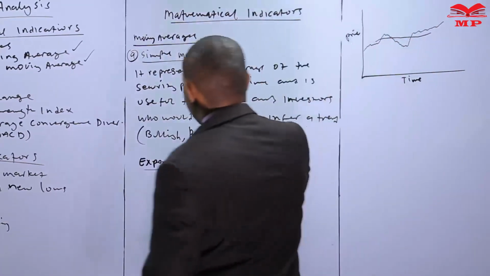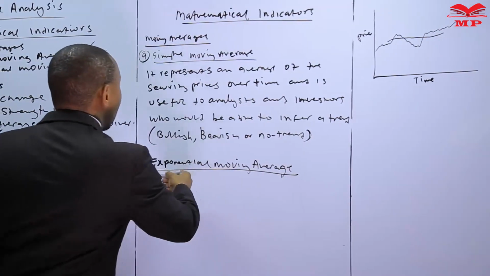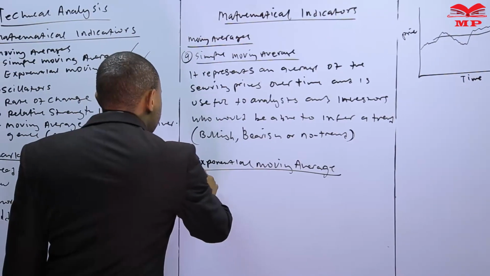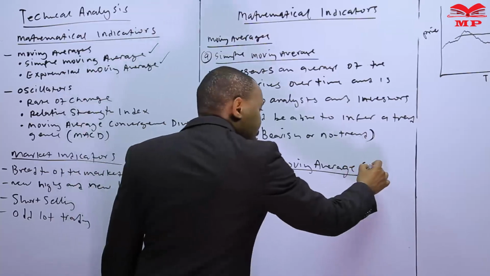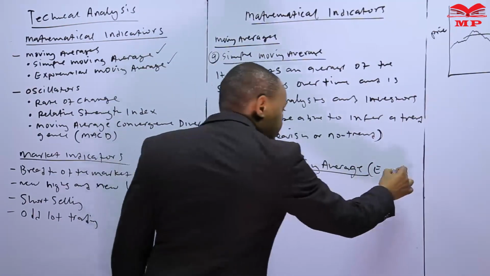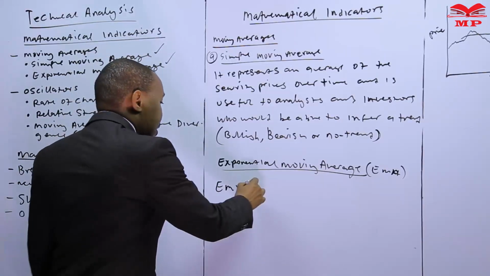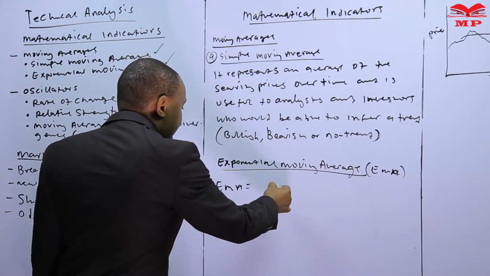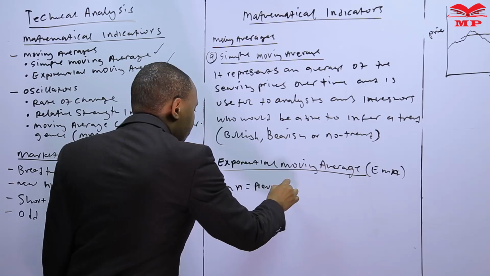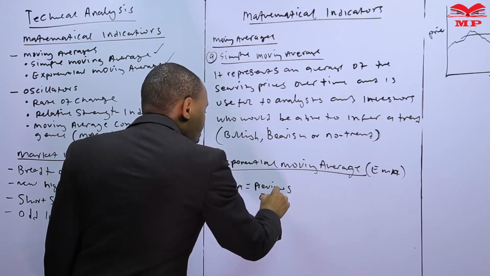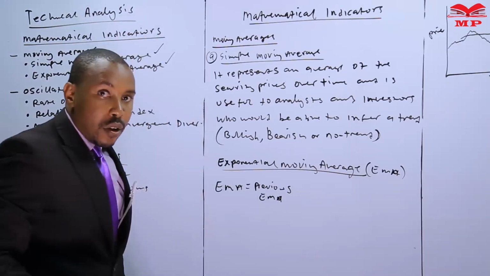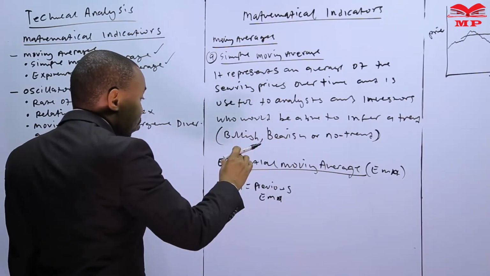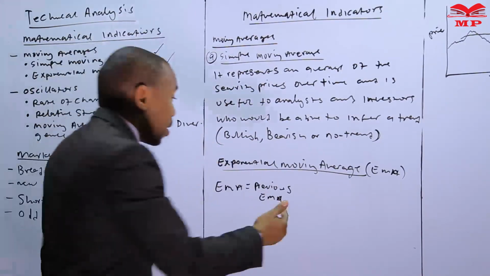Now, what we need to do is determine the following. We first need to get the formula for computing the exponential moving average, and the formula is as follows. The EMA, which is the exponential moving average, is given as, and the first value we need to identify is the previous EMA, the previous exponential moving average. Once we have identified that, we move ahead and add the closing price.